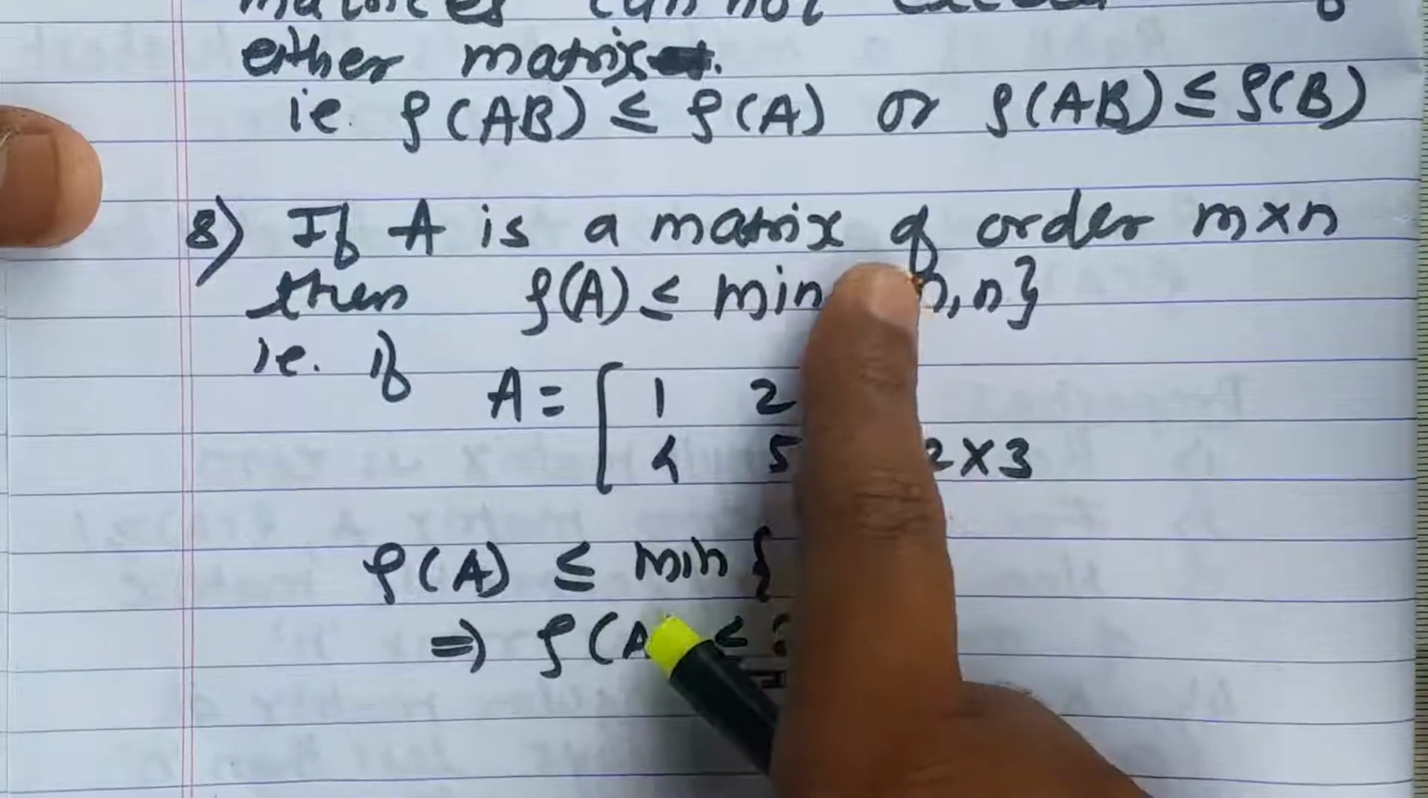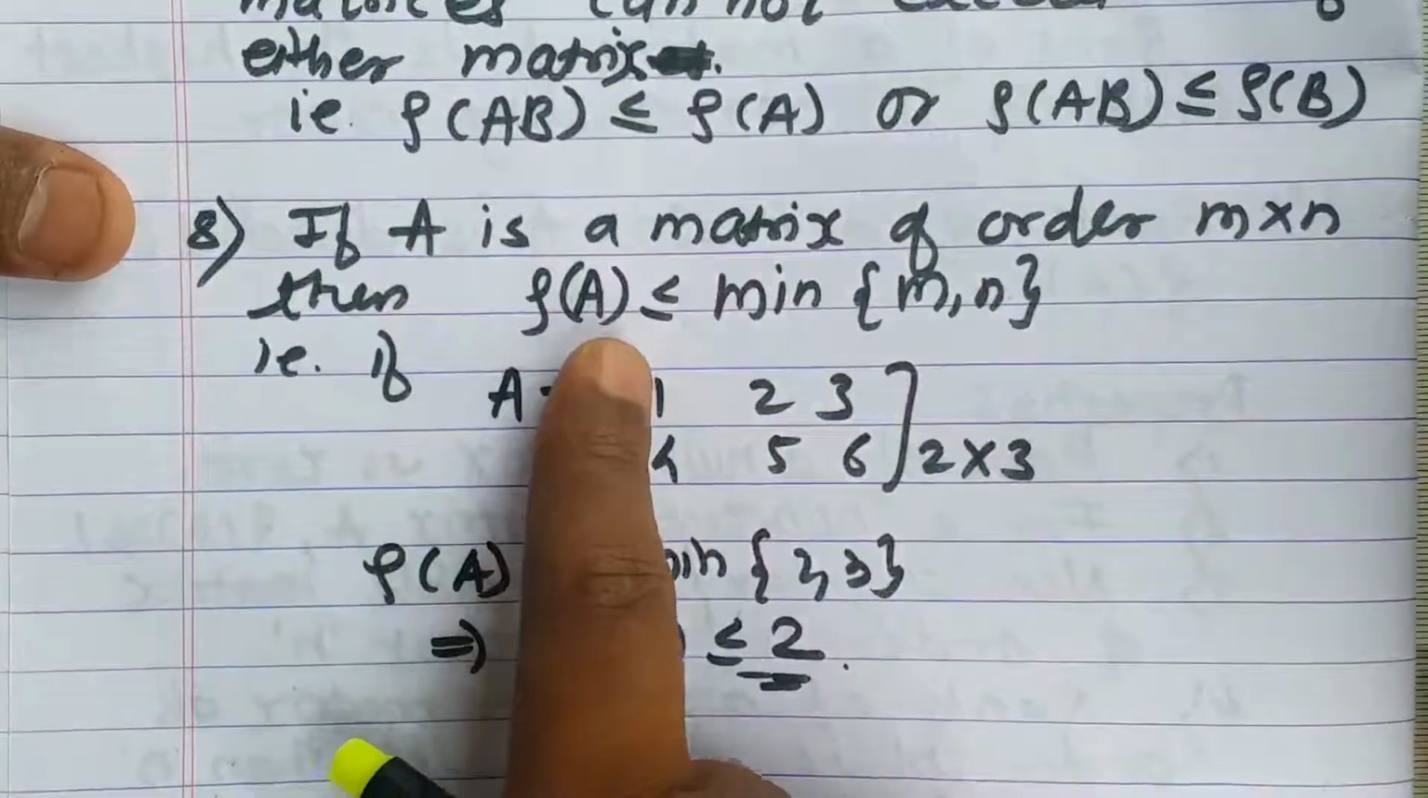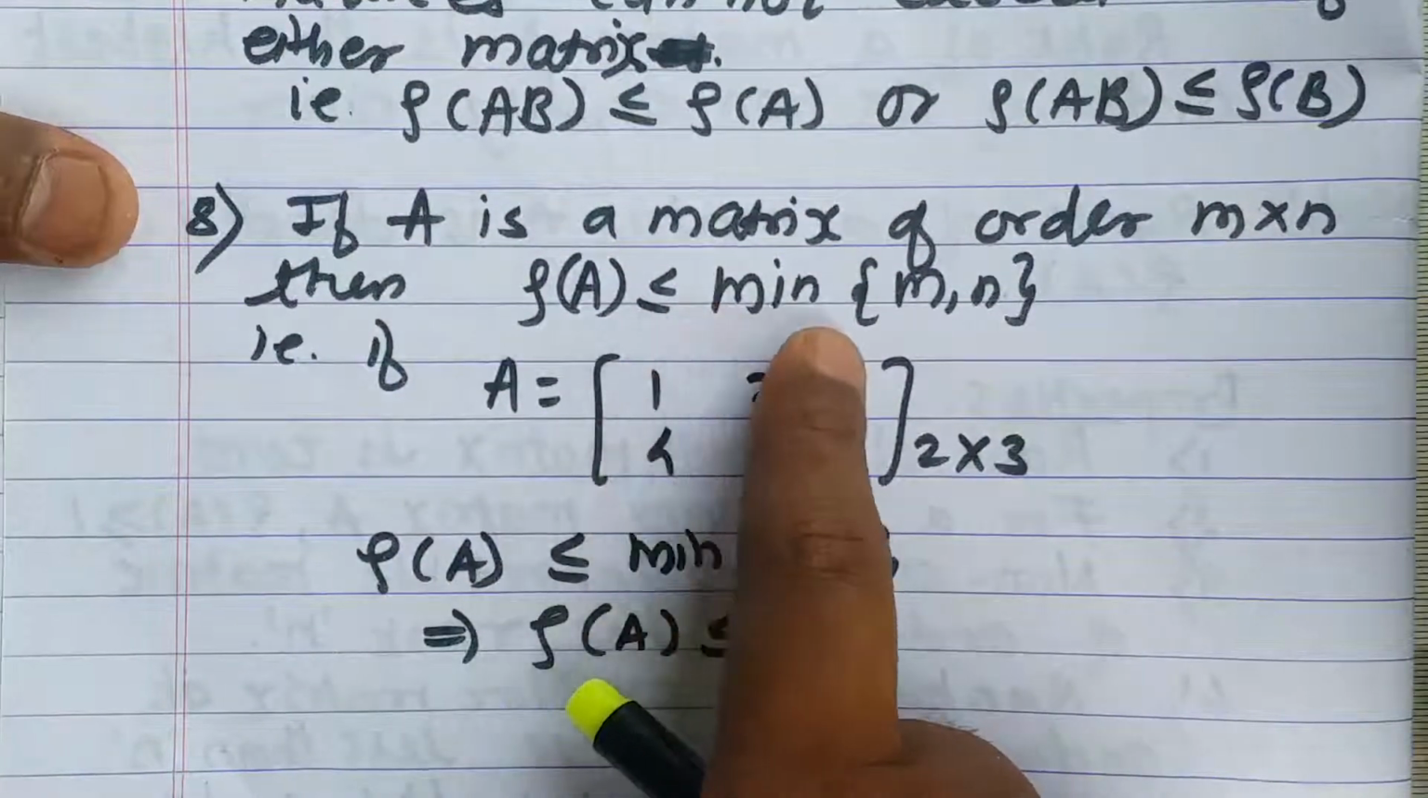If A is a matrix of order m by n, then the rank of A is always less than or equal to the minimum of m comma n.